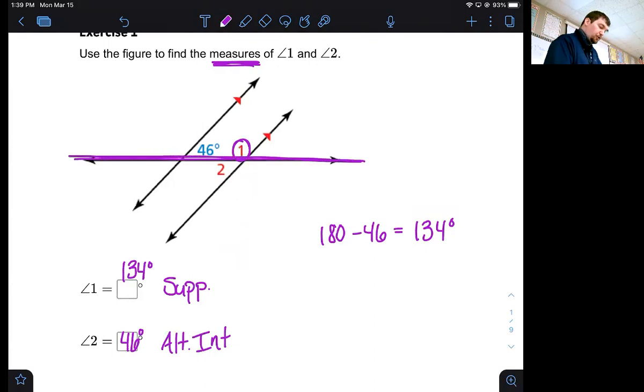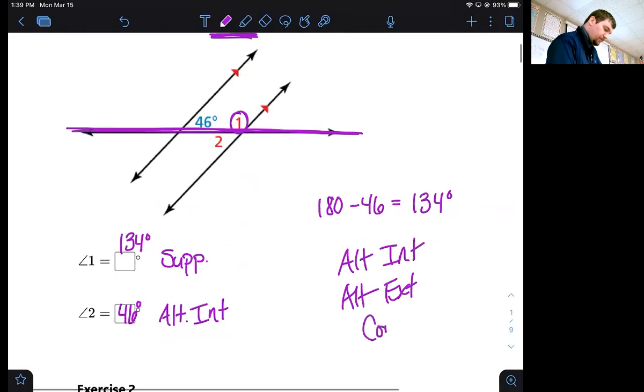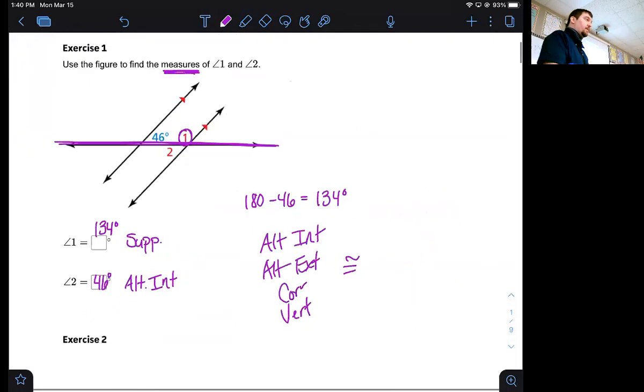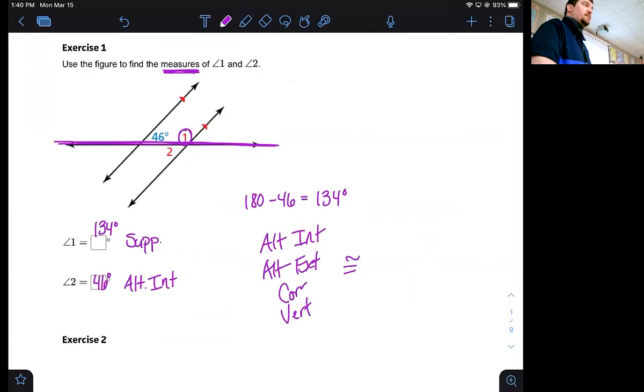And remember, if you're alternate interior, alternate exterior, corresponding, or vertical, all of those are congruent. So if it doesn't look like it's congruent, then you know it's supplementary. If it looks like it's congruent, it's one of those 4. And if looks don't tell you, then try using math and figure out if it's equal.